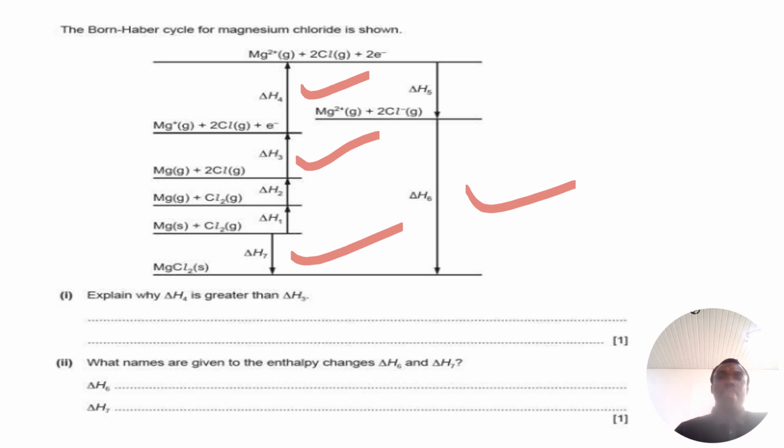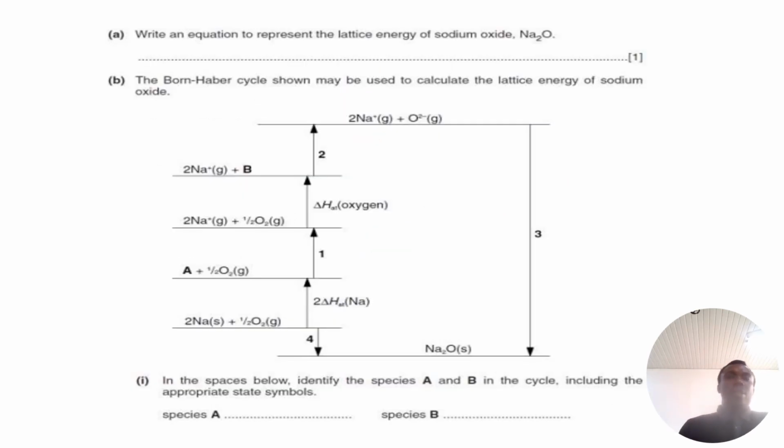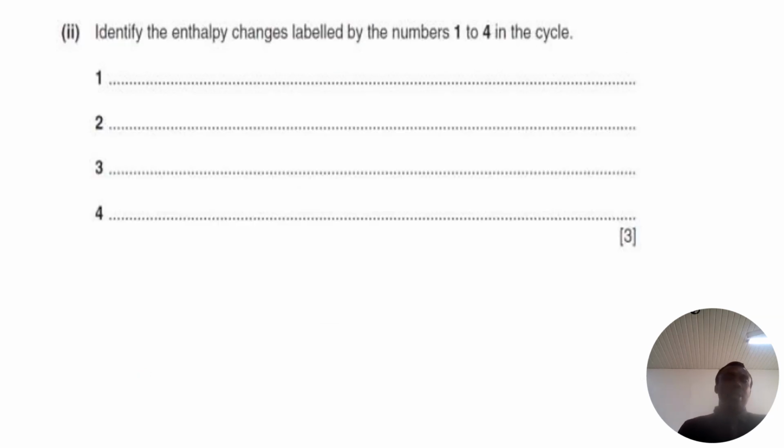So this is the task I'll be leaving with you. I want you to attempt these questions. They are very, very simple, and I believe you can do it. If you encounter any difficulty, feel free to reach out to me. So these are the questions. The next one is: identify the enthalpy change labelled by the numbers 1 to 4 in the cycle. They are as simple as ABC. So please attempt these questions and we'll meet in our next class.